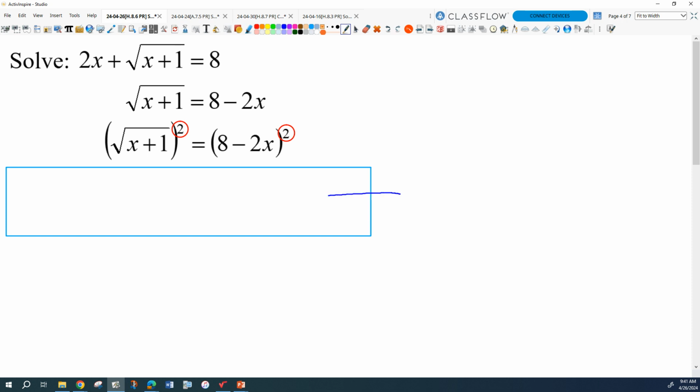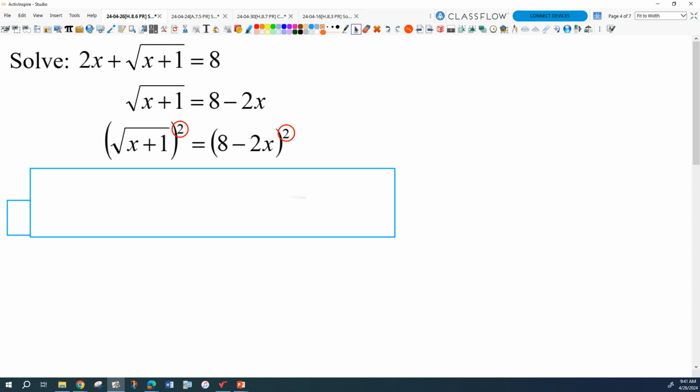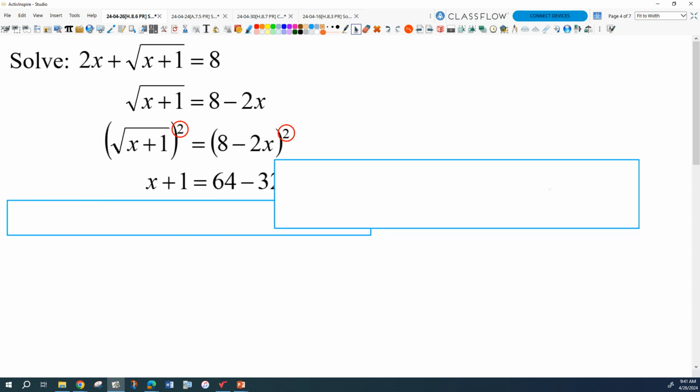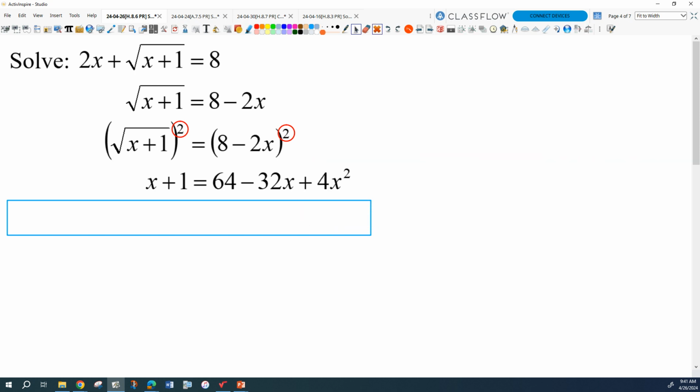64 minus 16x minus, or plus 4x. Minus, you mean, right? Yeah, because 2ab, okay, plus 4x squared. There you go. Okay, everybody see that? All we did was use the pattern a minus b squared equals a squared minus 2ab plus b squared, right? Okay, good. No big deal.